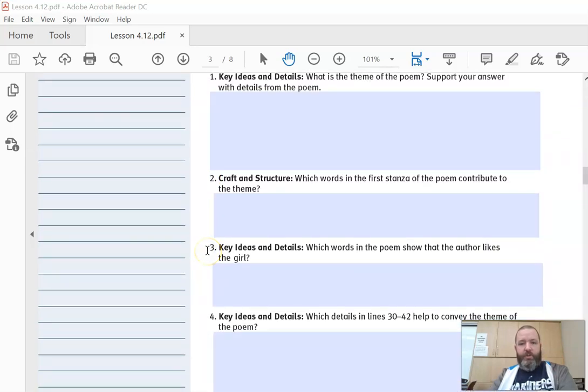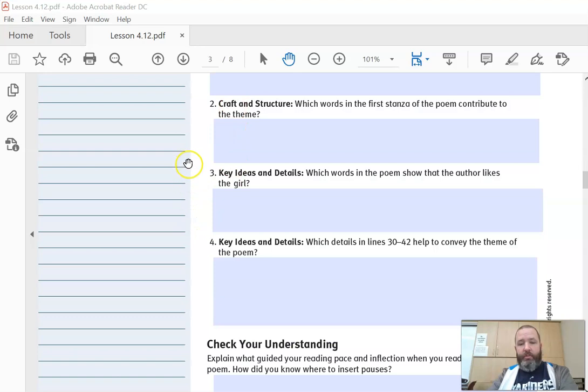Number 2, which words in the first stanza of the poem contribute to the theme? So if we haven't talked about this yet, a stanza is like a paragraph in an essay. You can see where the stanzas are, they're broken up, there's a little space. In an essay, those would be called paragraphs. In a poem, they are called stanzas. We're relating number 1 and 2 together there.